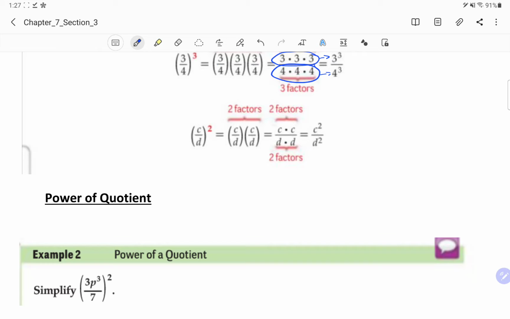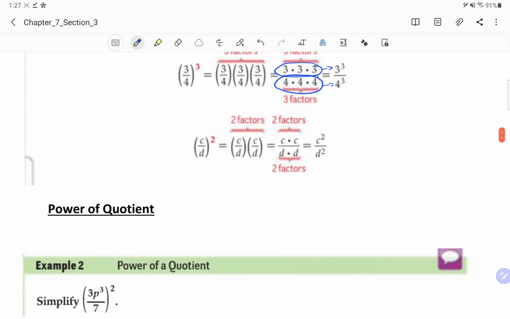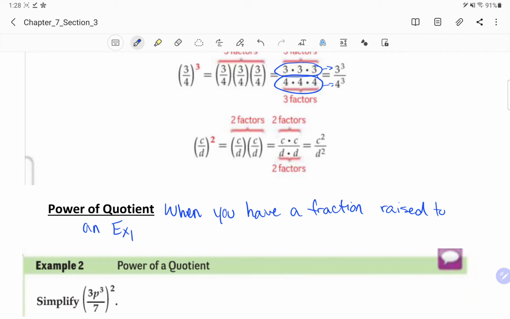Okay, so basically what our power of quotient rule says is when you have a fraction raised to an exponent, both top and bottom get the exponent.